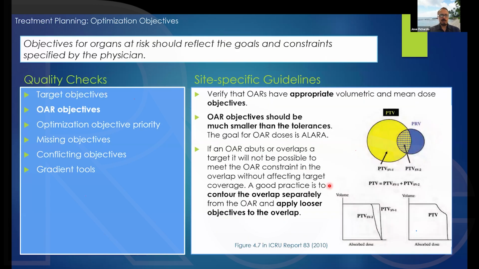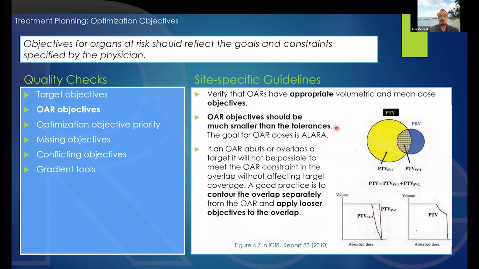Look at your OAR objectives, organ at risk, right? Always make sure that they satisfy the departmental guidelines and RTOG and whatever documents you're using. Now, when you're looking at the objectives for organs at risk, you don't want the objective to be equal to the tolerance that you're going for. You actually want it to be much less. Why is that? Well, let's say that you have a plan where all of your organ at risk doses are just below the tolerance, right? It's a good plan, right? You're meeting all of your goals and constraints.